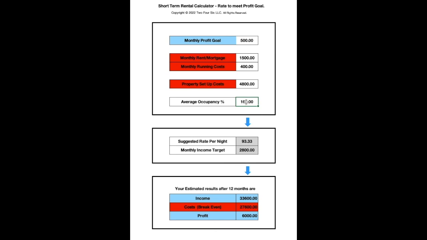So let's just change this to 70%, see what happens there. Again, it manipulates the rate for me, showing me $133.33 in order to hit my $6,000 profit goal.